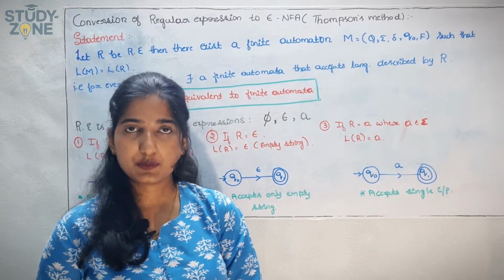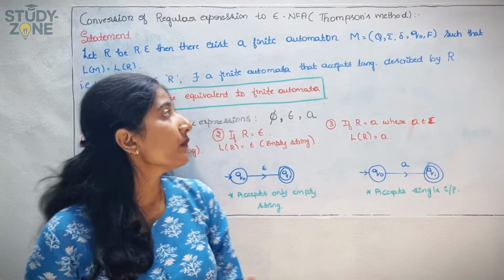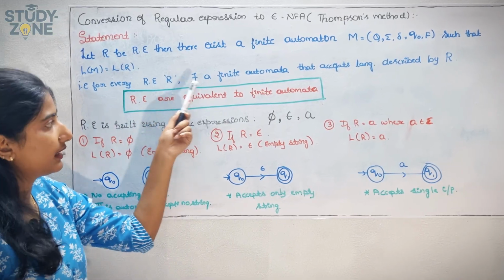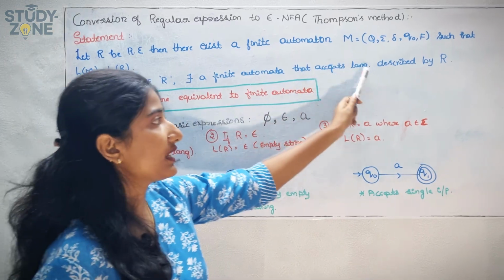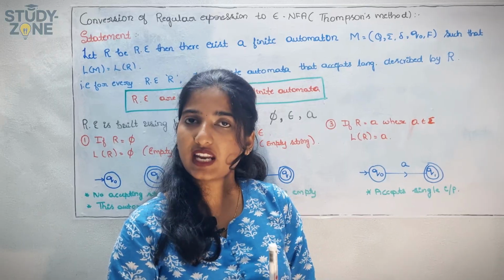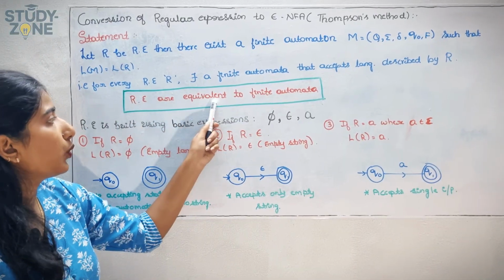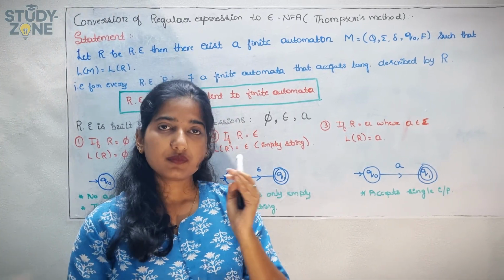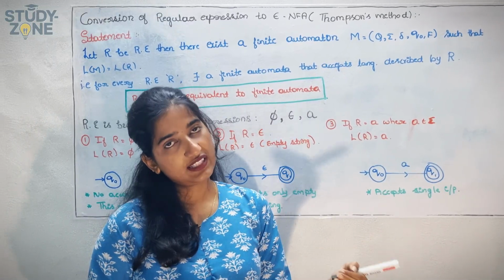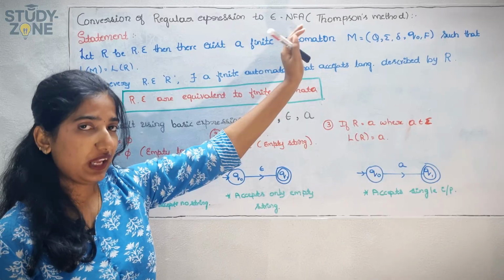If R is a regular expression, then the language derived from R will be equal to the language derived from M. So we can say that for every regular expression R, there exists a finite automaton that accepts the language described by R. Every finite automaton accepts a language that is described by a regular expression, which means regular expressions are equivalent to finite automata. Clear? Each and every regular expression we can convert into its equivalent finite automaton. Here the finite automaton we choose is epsilon NFA.